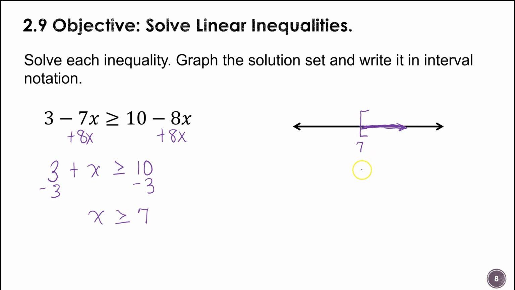So we're going to write interval notation. That's 7 to infinity. And back to that, what if I was naming things that were in this solution set? I could say 7, 8, 9, 10. I could say 7.5. I could say 8 3/4. Anything that's equal to 7 or higher is going to be in the solution set.